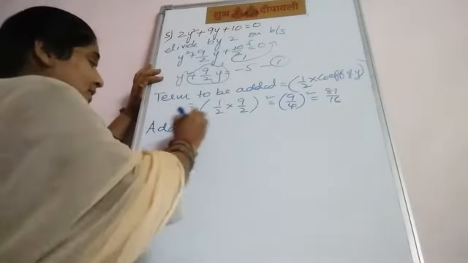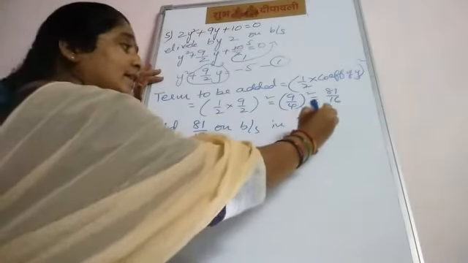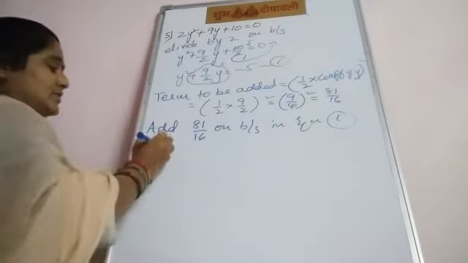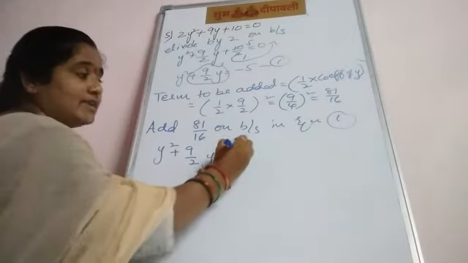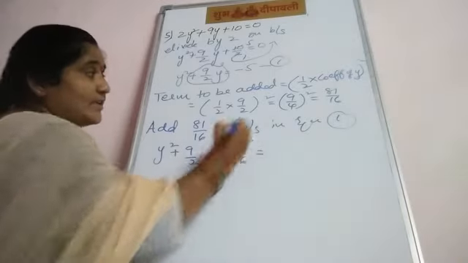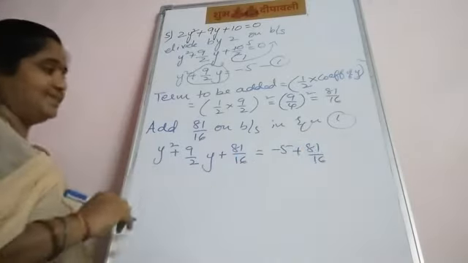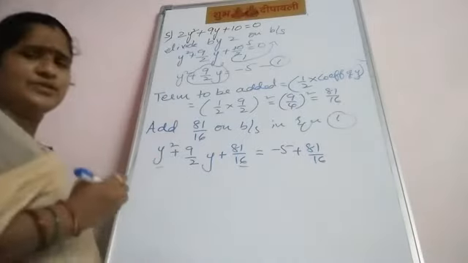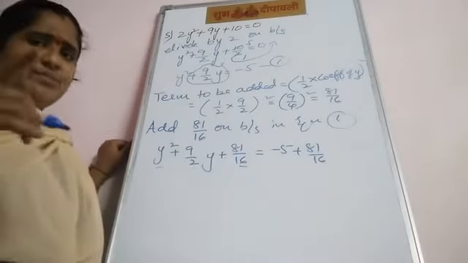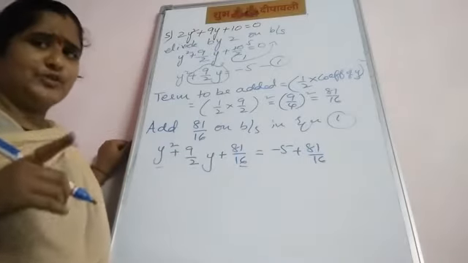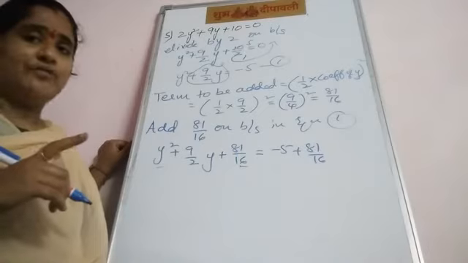Add 81 by 16 on both sides in equation 1. Okay. See, y square plus 9 upon 2 y plus 81 upon 16 equal to minus 5 plus 81 upon 16. Now here, first term, last term, you see. First term y square. Last term, what? 81 by 16. In the previous problem I said the last term should be a perfect square number. 81 by 16 you can write as 9 upon 4 whole square.